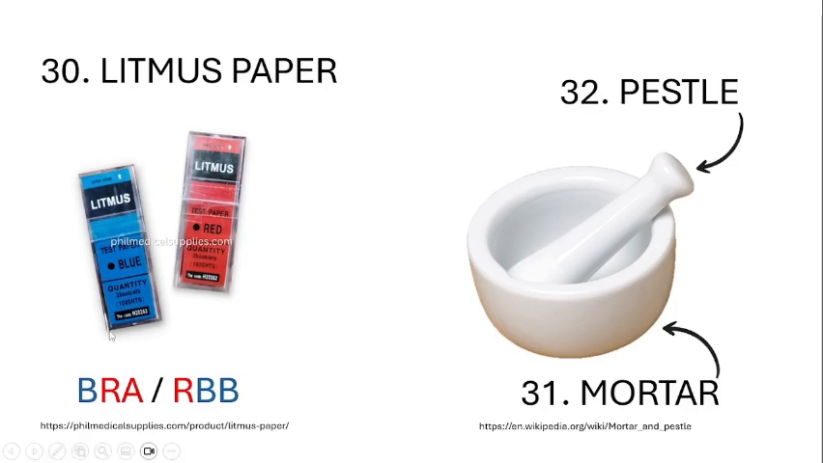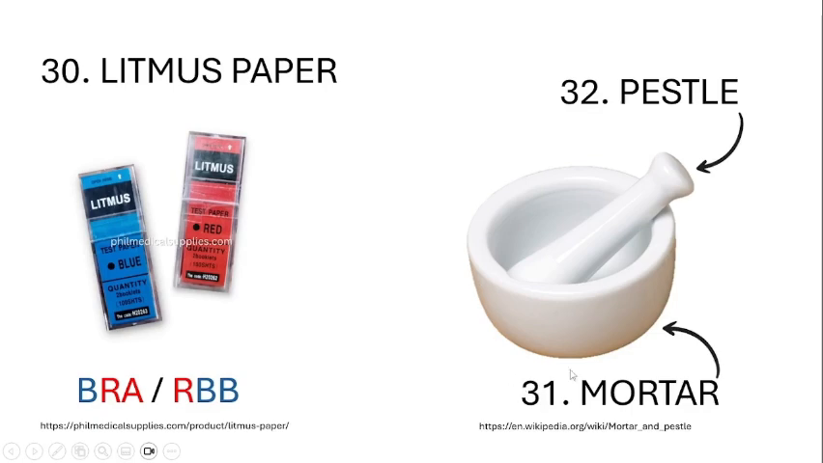So if you dip your blue litmus paper into a solution or expose it to a vapor and it turns red, meaning that substance or solution is acidic, so BRA. On the other hand, if you dip or expose your red litmus paper to a vapor or a solution and it turns blue, then that solution or substance is basic. So blue to red acidic, red to blue basic.